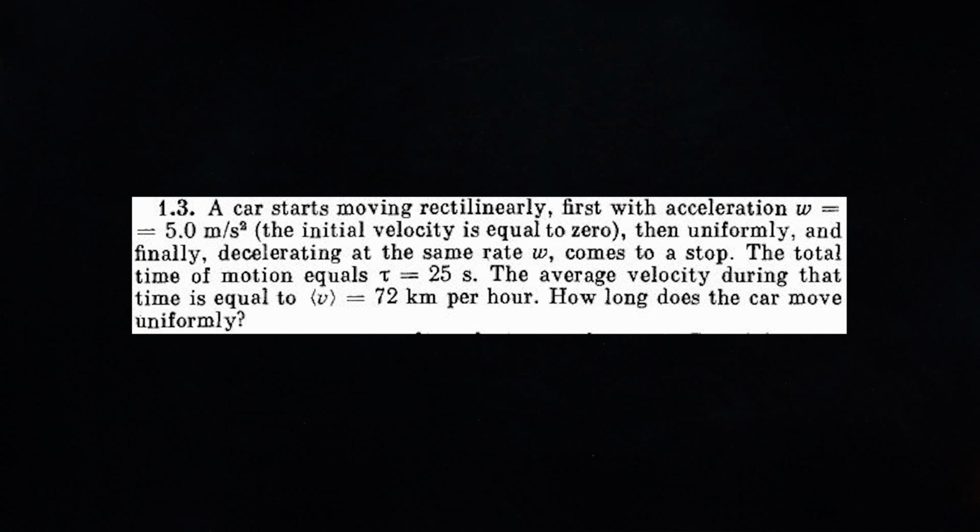Irodov problem number 1.3. A car starts moving rectilinearly, first with acceleration w. The initial velocity is equal to 0, then uniformly, and finally decelerating at the same rate w comes to a stop. The total time of motion equals tau. The average velocity during that time is equal to whatever is given here. How long does the car move uniformly?